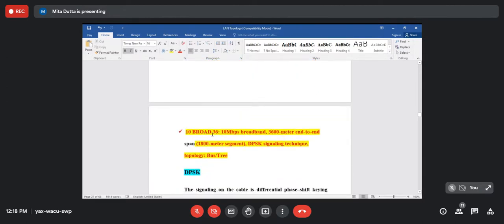Now there will be 10 broad 36. That means 10 is the data rate, 10 Mbps. Broad means broadband LAN, and 36 means 3600 meter length end to end, or 1800 meter segment length. That means the total length of the local area network, if we are using 802.3 10 broad 36, will be 3600 meters, divided into two 1800 meter segments. And the signaling technique here uses DPSK.